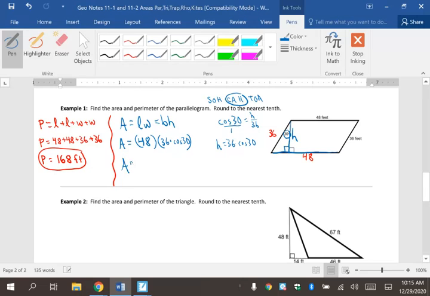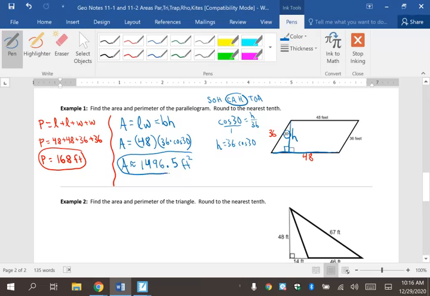Multiply that out, and it says to the nearest tenth, so we have 48 times 36 times cosine 30, enter, and we get 1,496.49. So we'll say 1,496.5, and that's square feet.